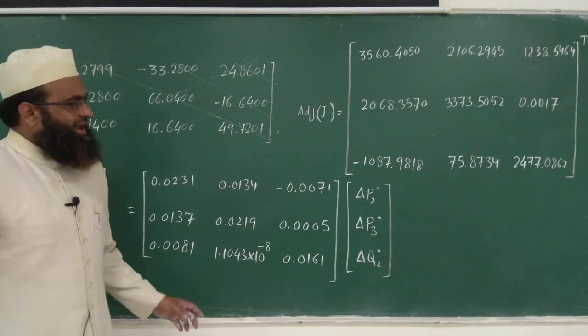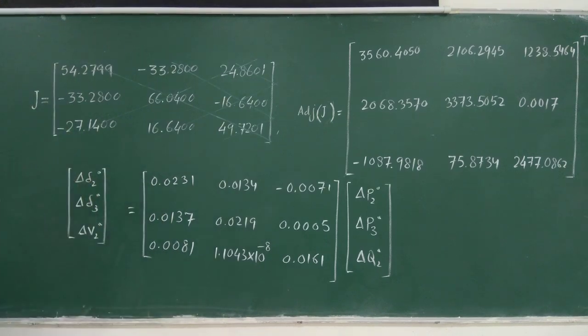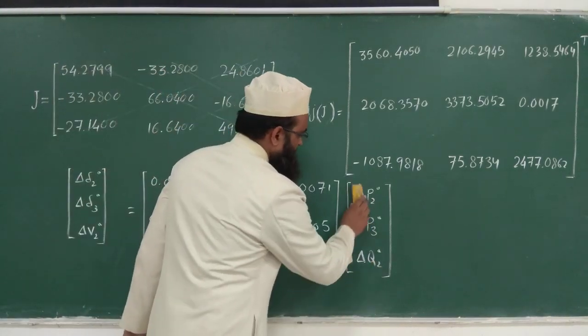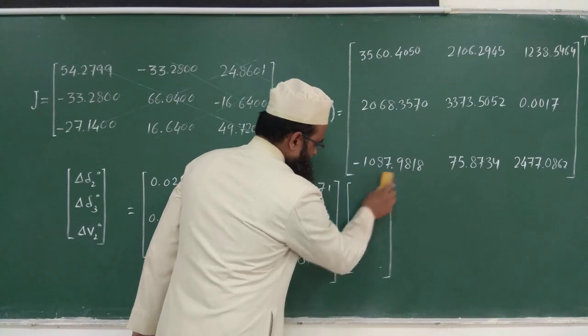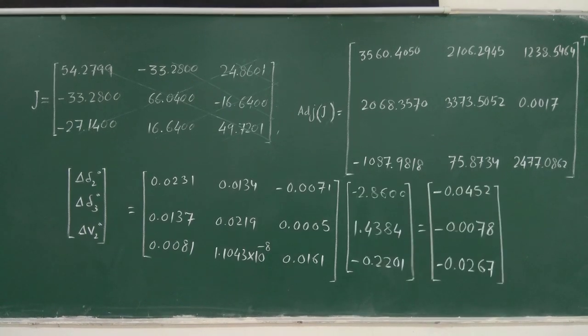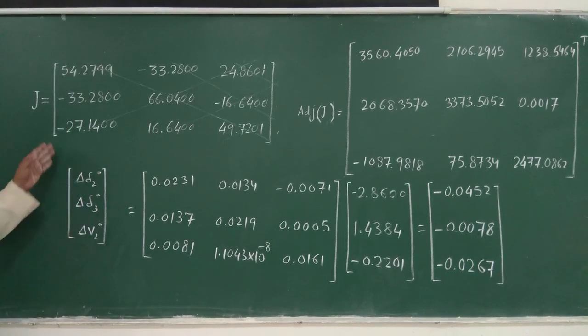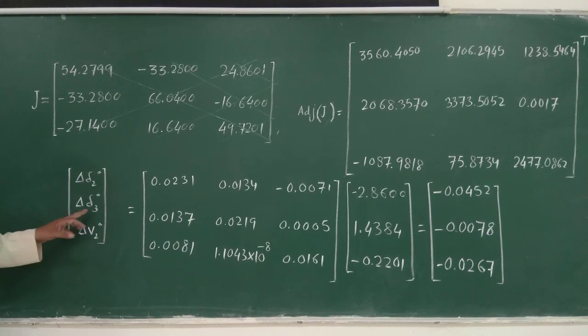So we have already evaluated the elements of this. Tell me the values quickly. Substitute the values of del P20, del P30, and del Q20 here. So this way, now we have evaluated the values of the corrections in the three variables delta 2, delta 3, and del V2, right?